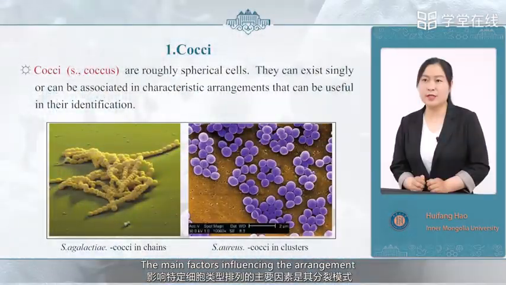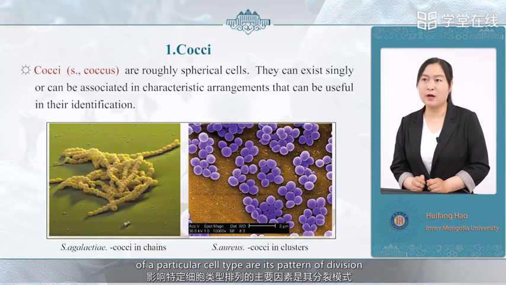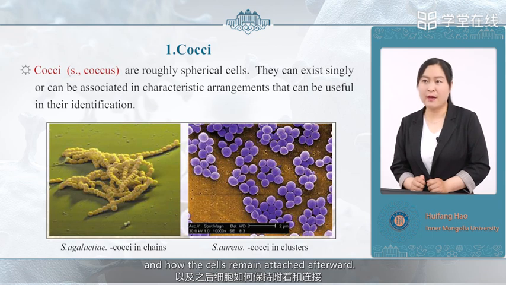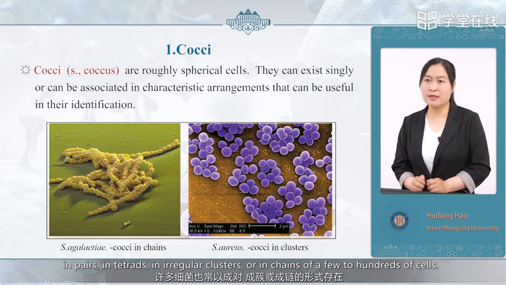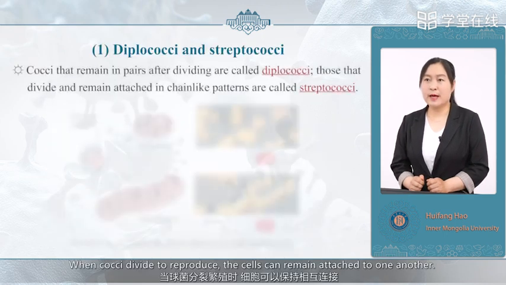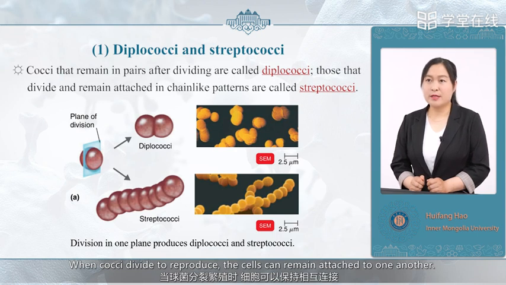The main factors influencing the arrangement of a particular cell type are its pattern of division and how the cells remain attached afterward. The greatest variety in arrangement occurs in cocci. They may exist as singles, in pairs, in tetrads, in irregular clusters, or in chains of a few to hundreds of cells. When cocci divide to reproduce, the cells can remain attached to one another.